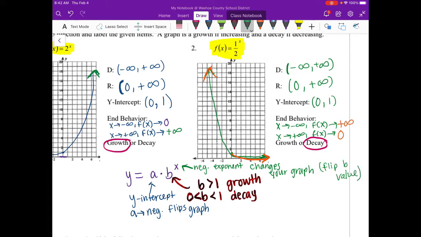So if the B value is a number bigger than 1, you originally think it's a growth, but if the exponent is negative, it actually means the opposite. Now it becomes a decay, okay?